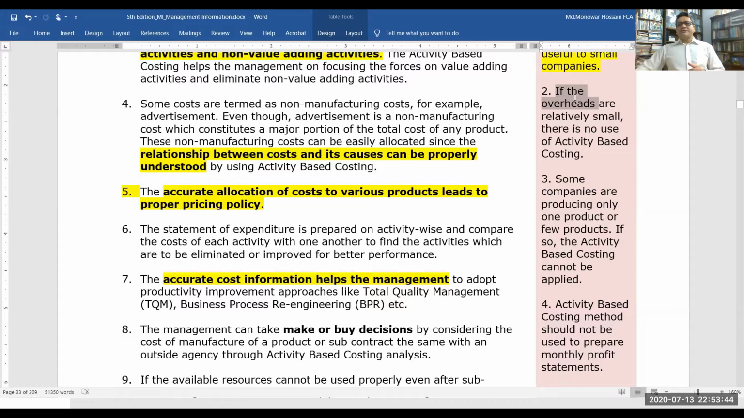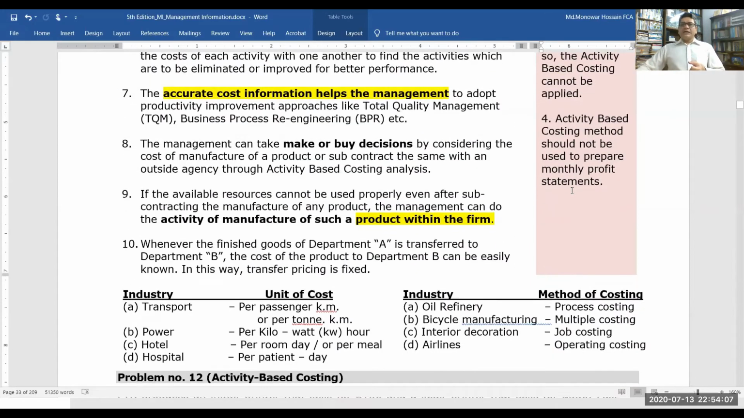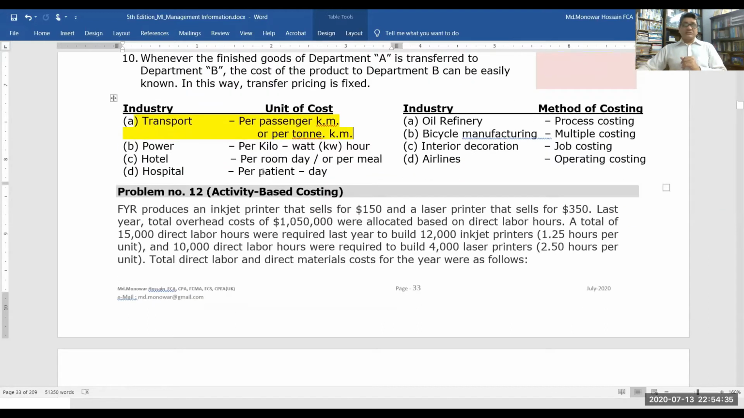If the overheads are relatively small, there is no use of ABC. Some companies are producing only one product or a few products, so there is no need for using activity-based costing; it is not applicable for that company. An activity-based costing method should not be used to prepare a monthly profit statement. Look here, industry. In the transport industry, its unit cost is per passenger kilometer or per ton kilometer. It is a part of management information.